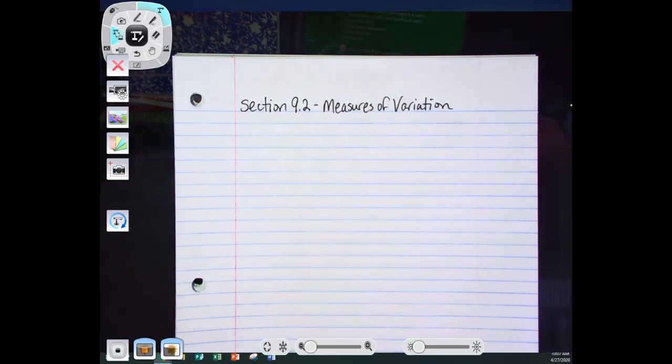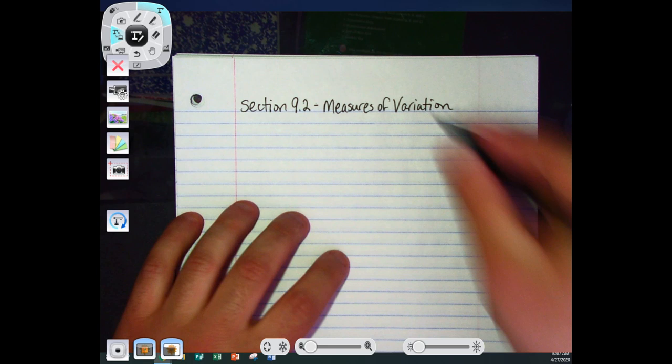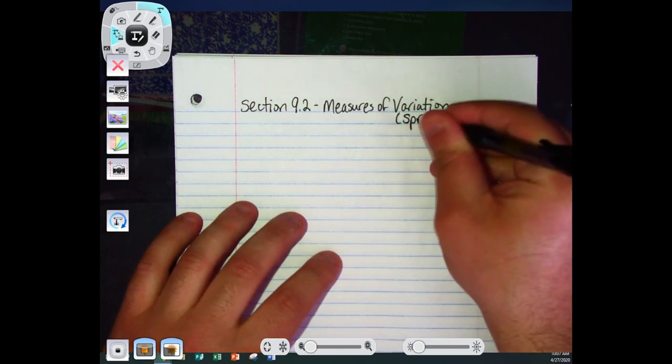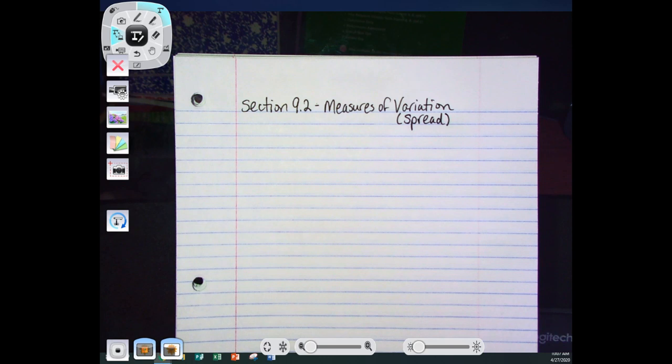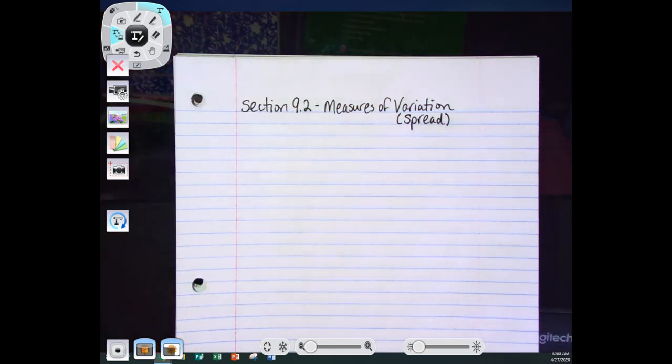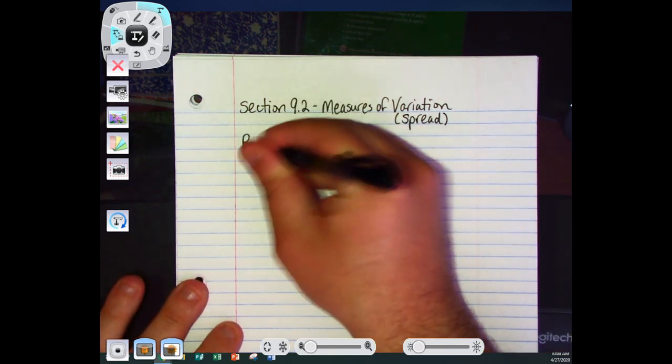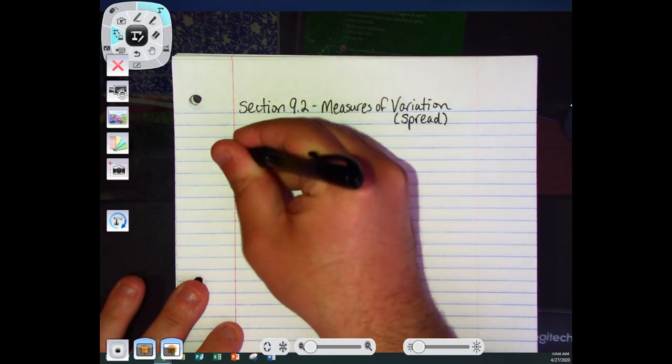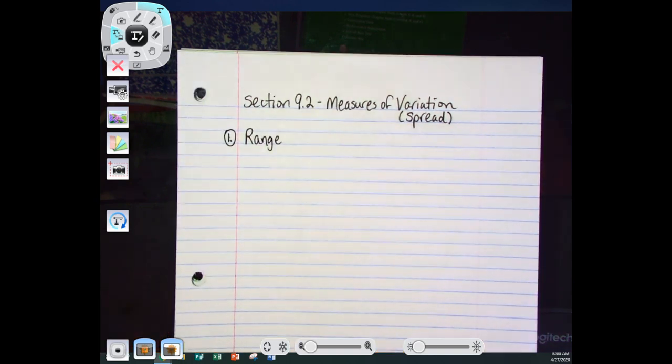Right, so section 9.2 is over measures of variation. When we talk about variation in statistics, we're talking about spread. We're talking about how spread out the data is from a given central point. When we talk about spread, we're talking about two things in particular. The first thing is the range of values. Between what two values does the data fall, and how much is there between those?